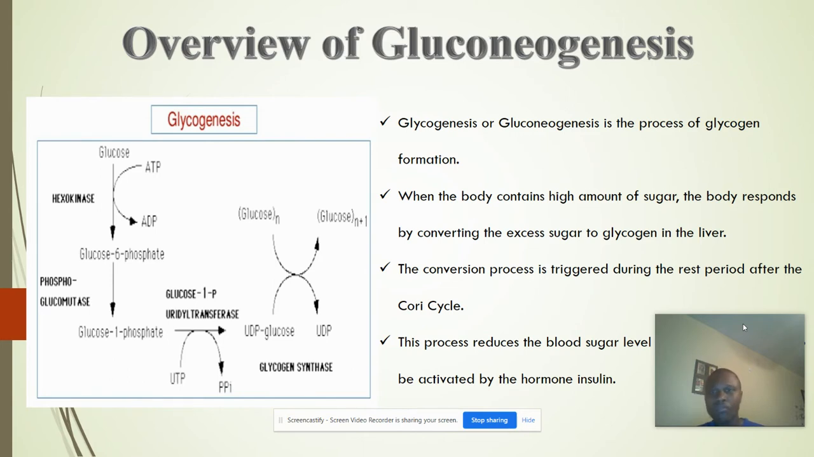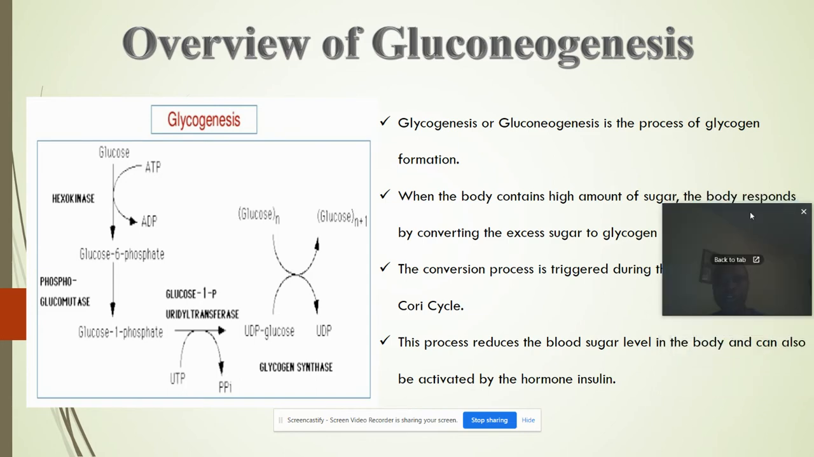Glycogenesis, or glucogenesis, is the process of glycogen formation. It uses glucose, sugar, right? Glucose is converted to glycogen. When the body contains a high amount of sugar, the body responds by converting the excess sugar to glycogen in the liver. The conversion process is triggered during the rest period after the Cori cycle.